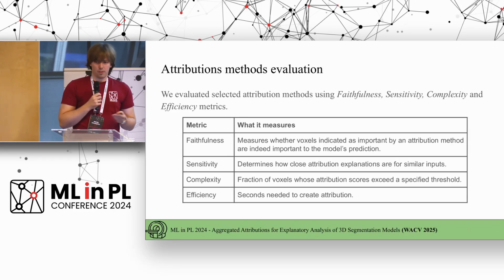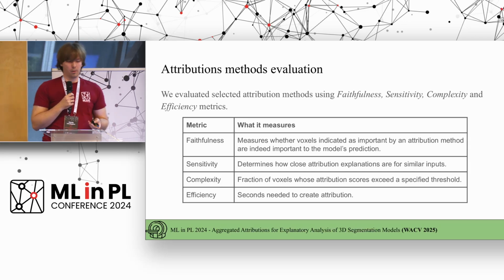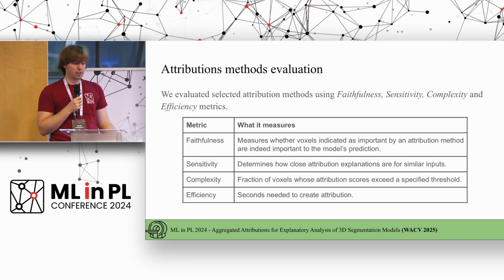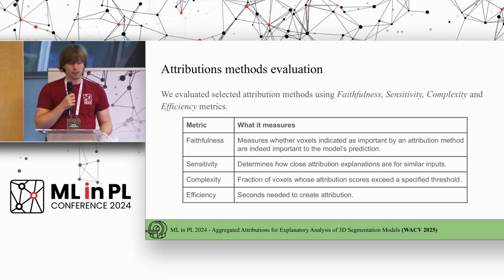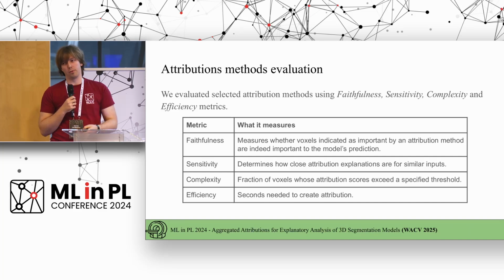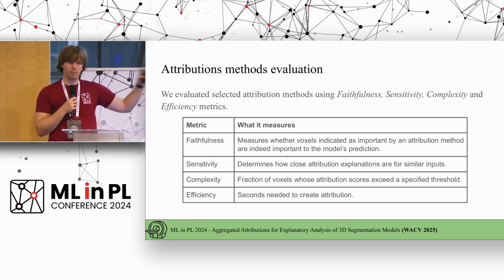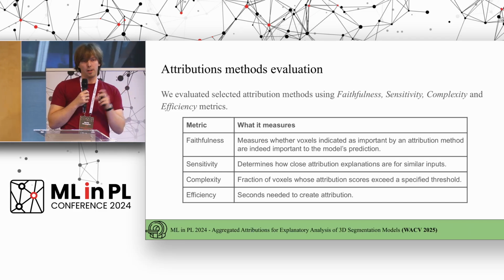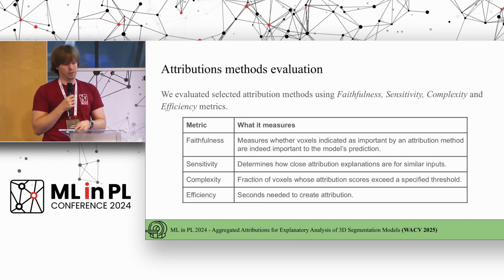Because you can use many attribution methods, and no one has checked which attribution is best for this segmentation task, we decided to evaluate those attribution methods. To do so, we chose 4 metrics. Faithfulness measures simply whether the voxels which were selected as important are really important for the segmentation. To calculate that, you simply mask the most important features and check how the prediction changes. Sensitivity is simply checking whether small perturbations in your image drastically change your attribution.